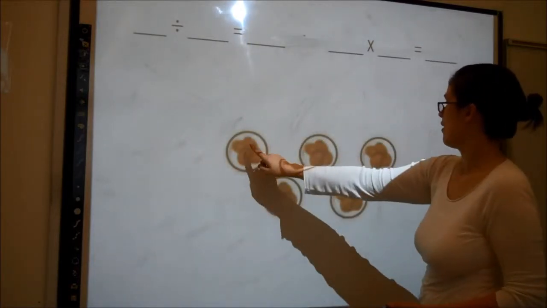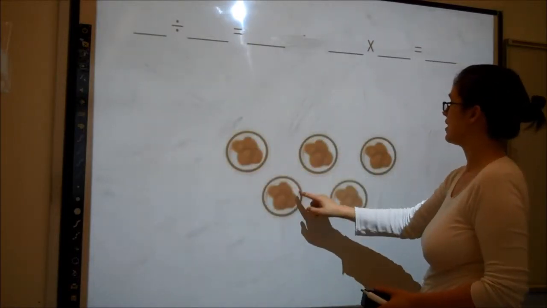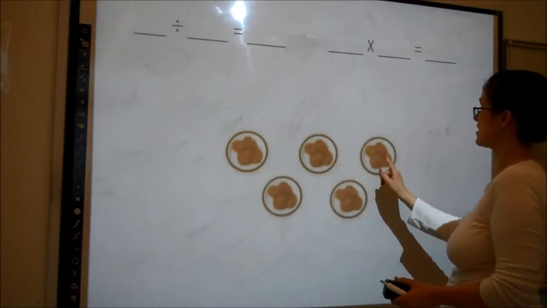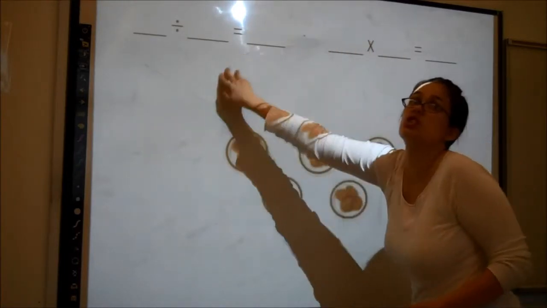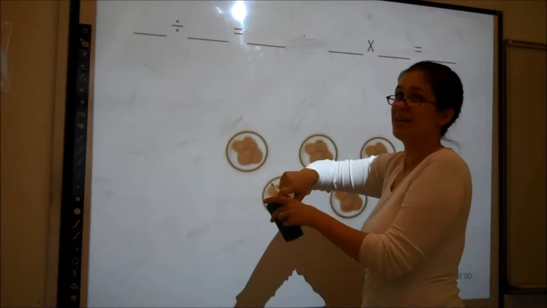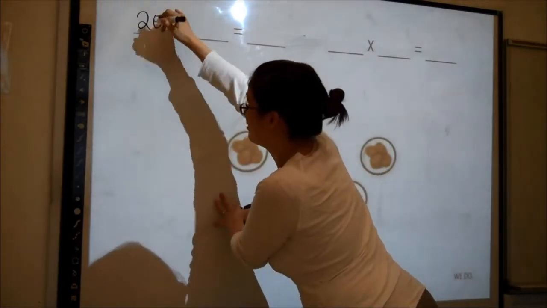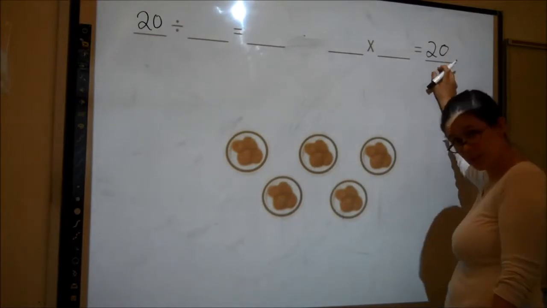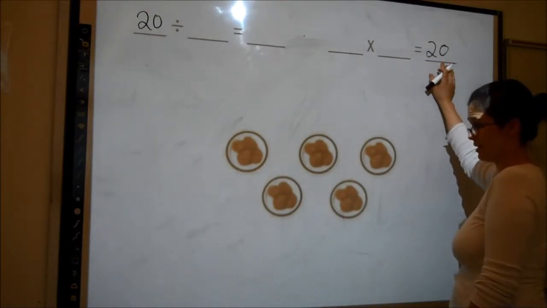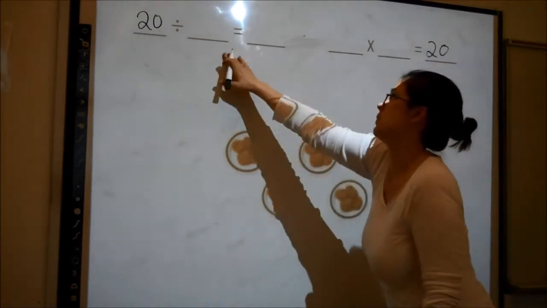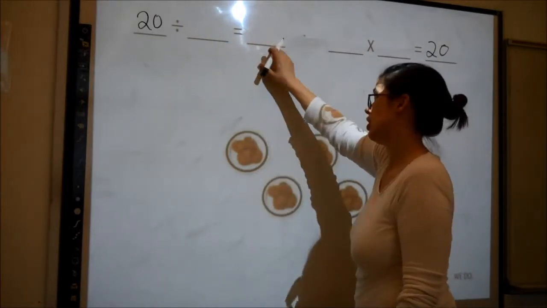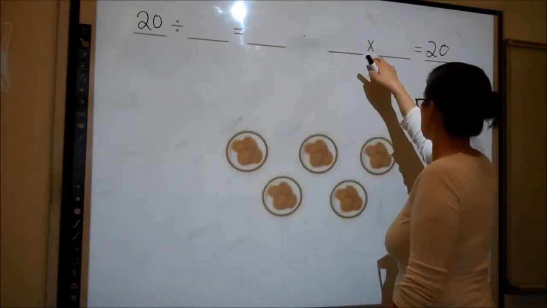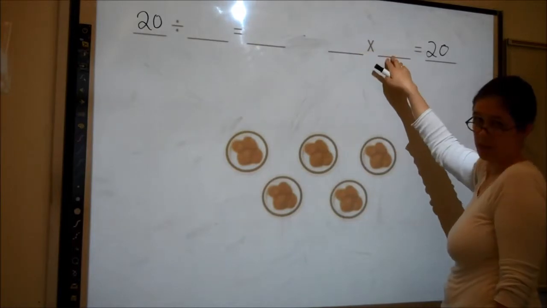So here, I have 1, 2, 3, 4, 5, 6, 7, 8, 9, 10, 11, 12, 13, 14, 15, 16, 17, 18, 19, 20 cookies total. That's my dividend, the whole amount. But it's also the answer to the multiplication, the product. Here's where our groups go, and the number in each group. Just like here's where it would go for multiplication.